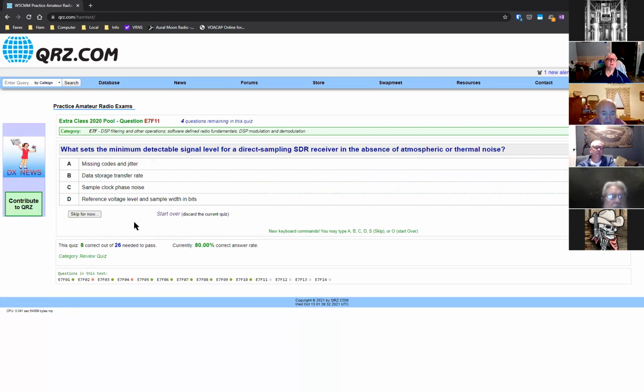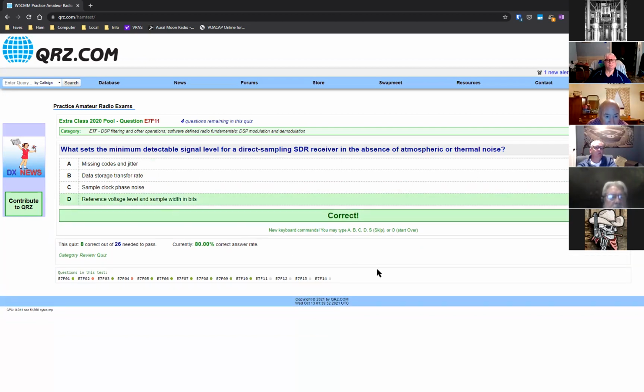What sets the minimum detectable signal level for a direct sampling SDR receiver in the absence of atmospheric or thermal noise? Delta. D, yeah, delta.